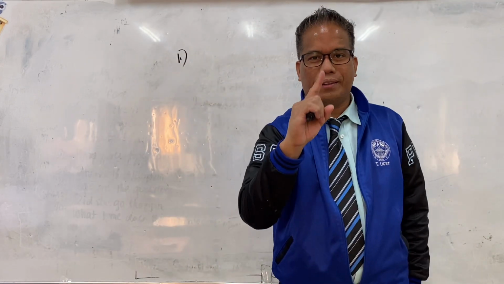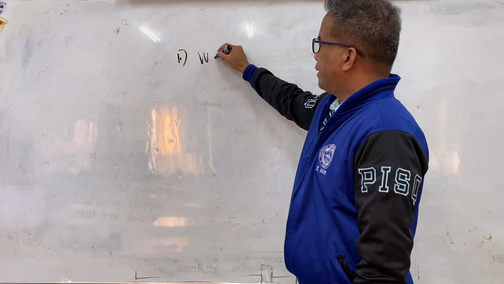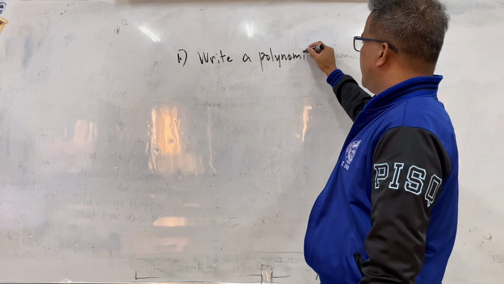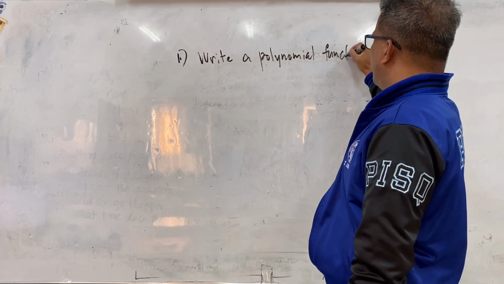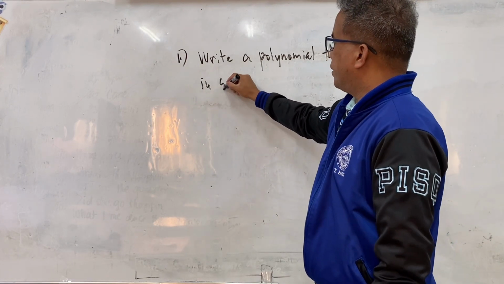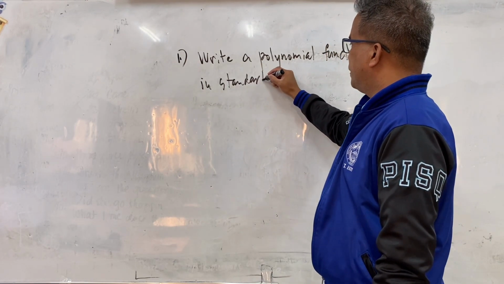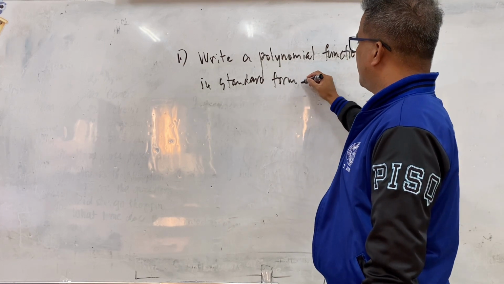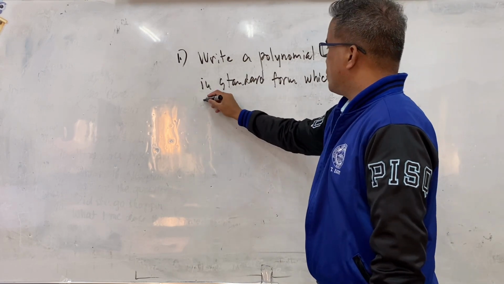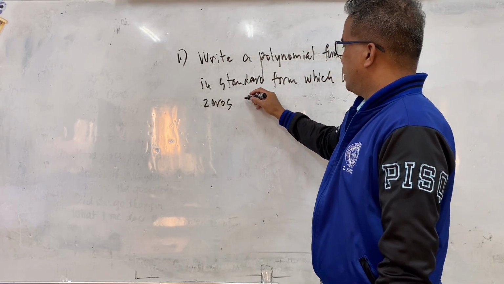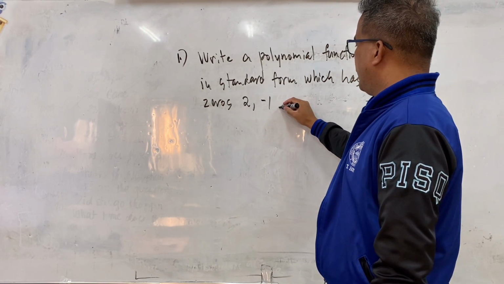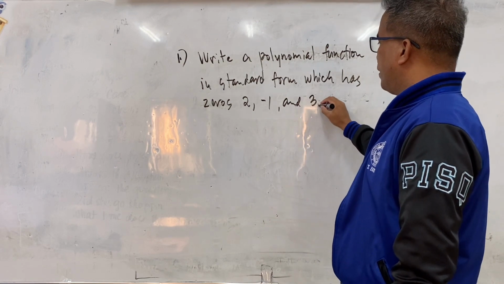Question number 1. Write a polynomial function in standard form which has zeros, positive 2, negative 1, and 3.